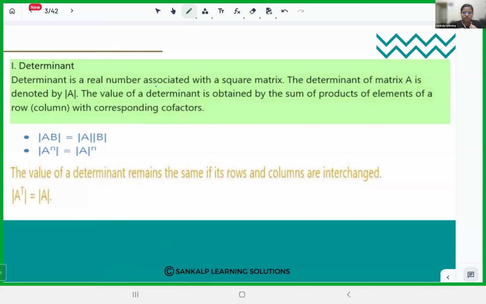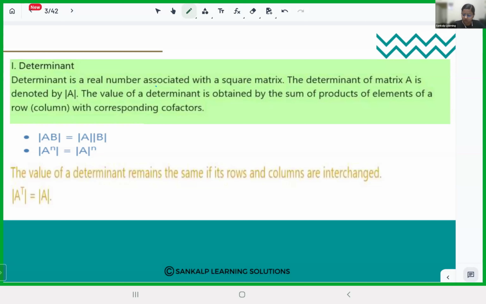In this chapter we'll be considering 1 by 1 matrix, 2 by 2 matrix, as well as 3 by 3 matrix. What do you mean by this 3 by 3 matrix? It is just a square matrix of order 3, right? And what do you mean by 2 by 2 matrix? It is a square matrix of order 2, right? So we'll be dealing with these three order matrices. So we understood what is a determinant, right?